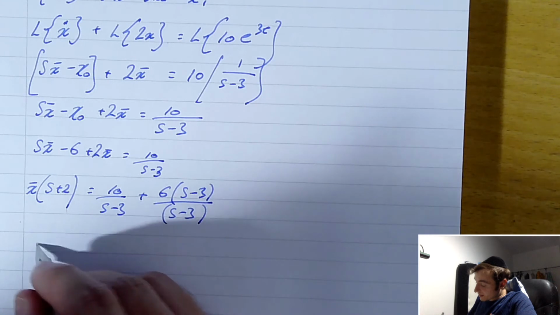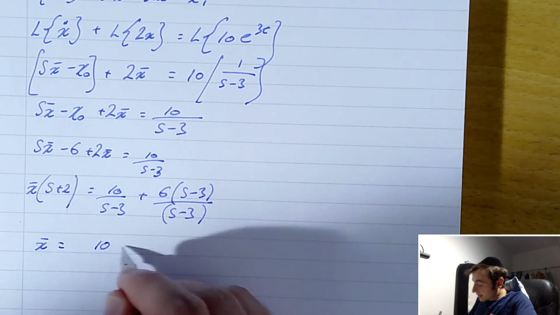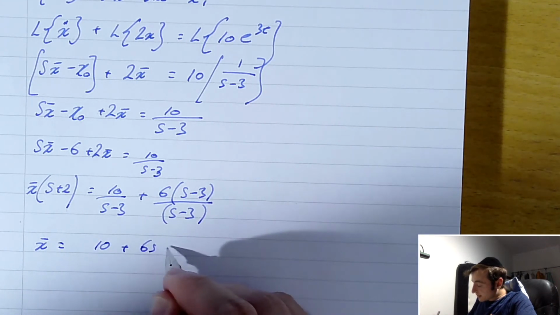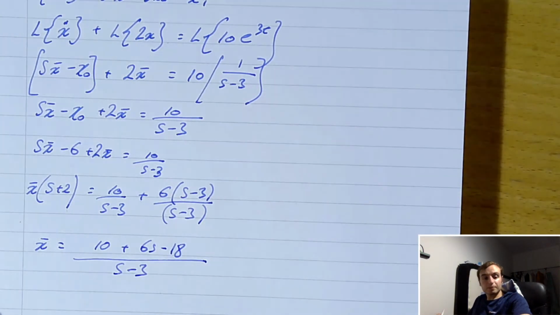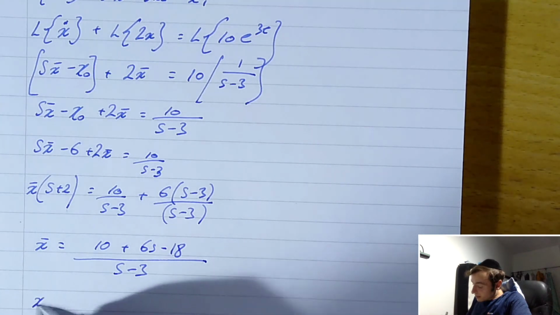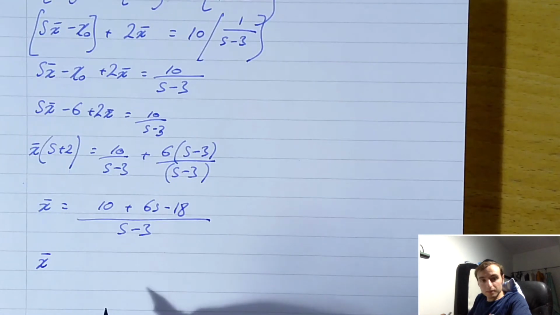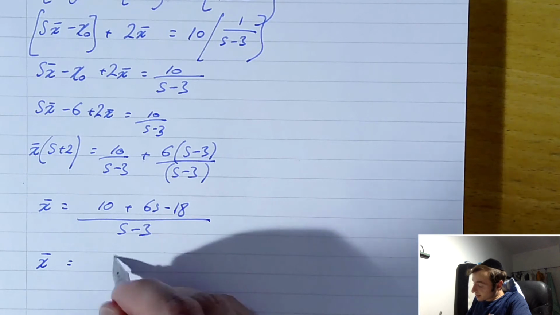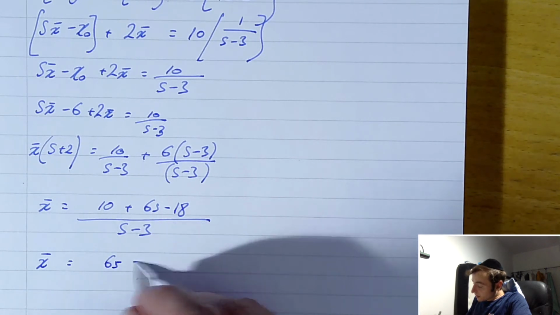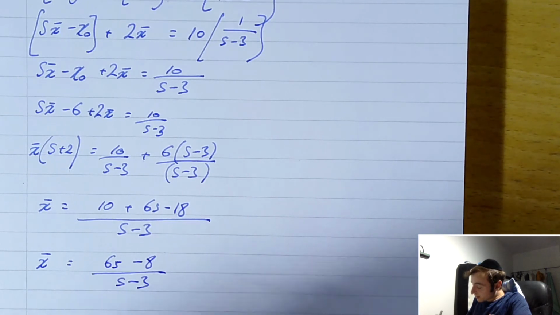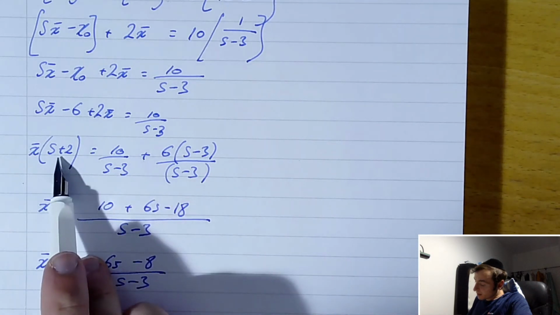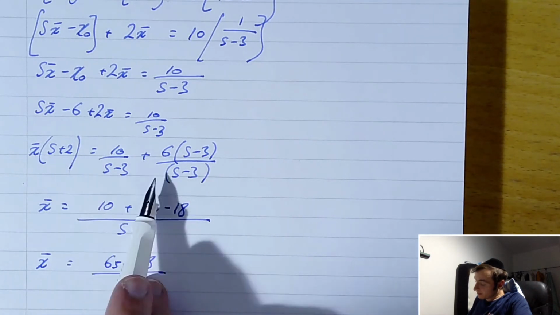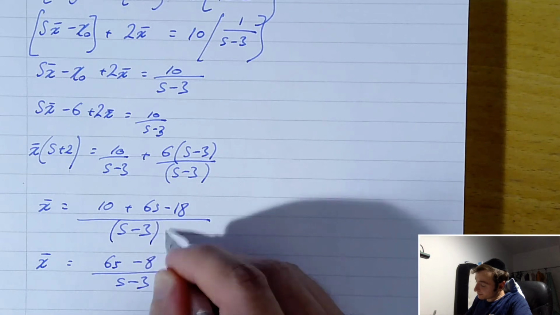Now we can simplify this and say that x bar equals 10 plus 6s minus 18, all on s minus 3. So we can say that x bar equals 6s minus 8 on s minus 3. Is that right? I have missed something. The s plus 2 over here. I didn't divide by s plus 2. Sorry.